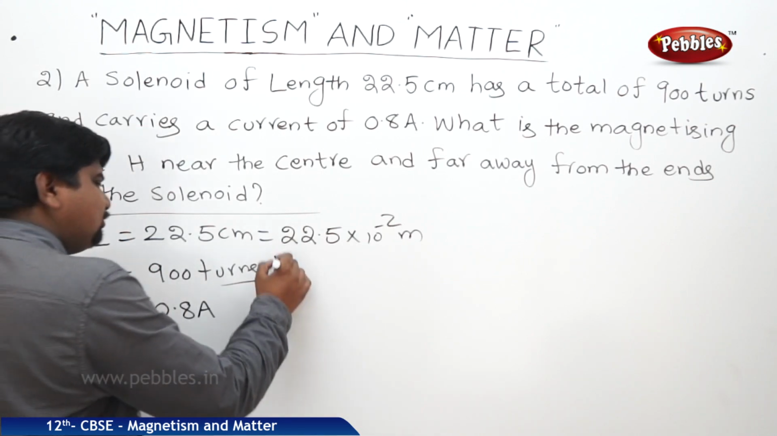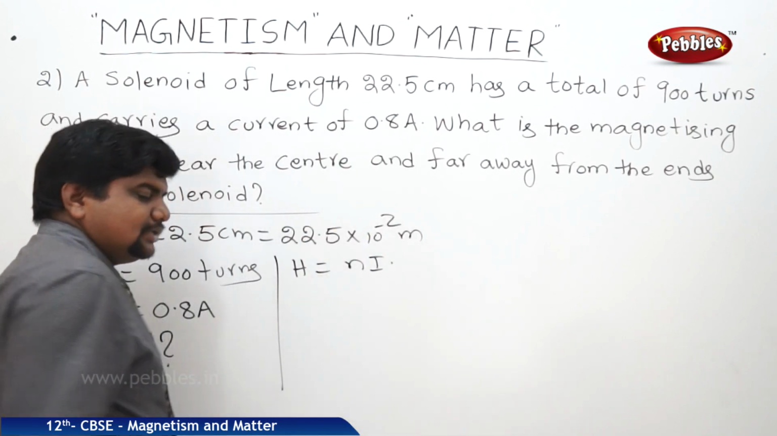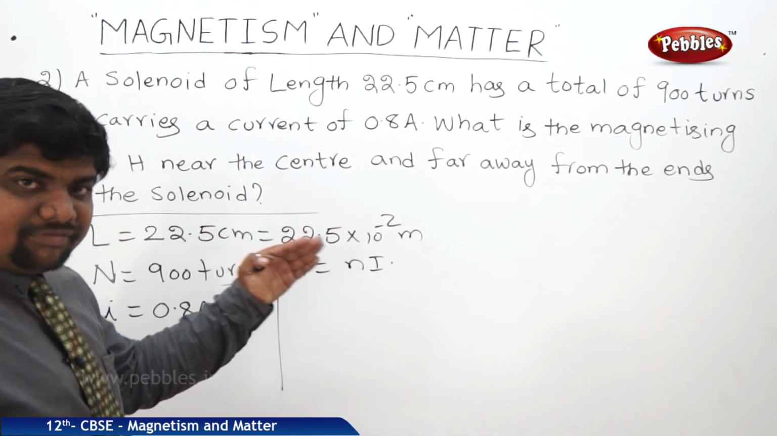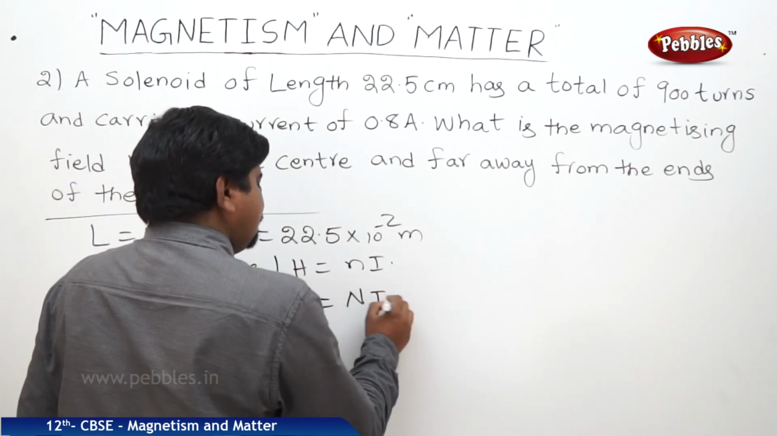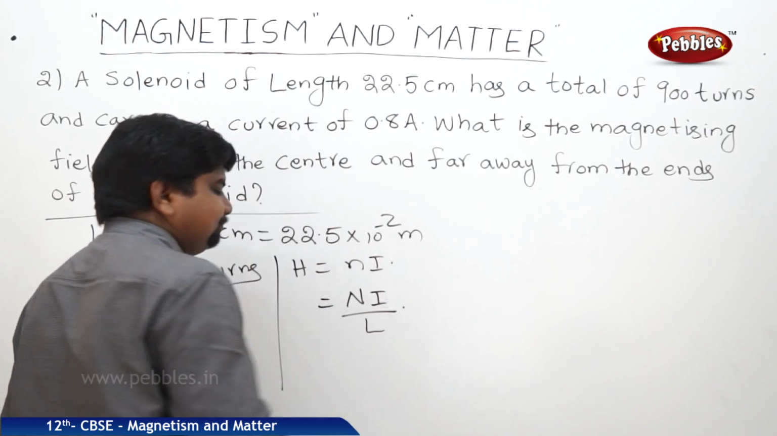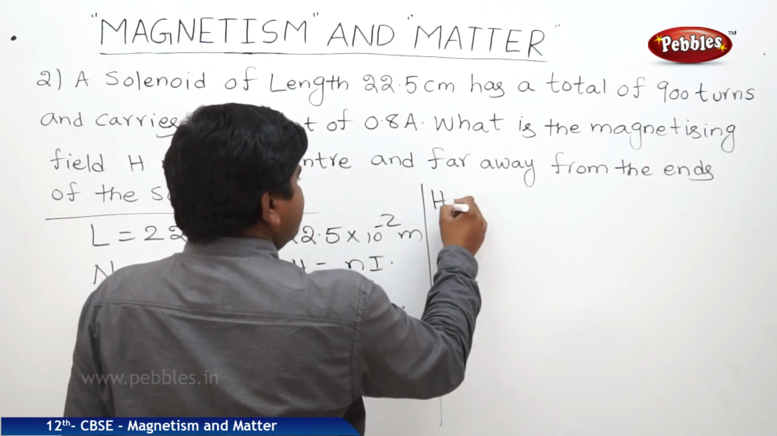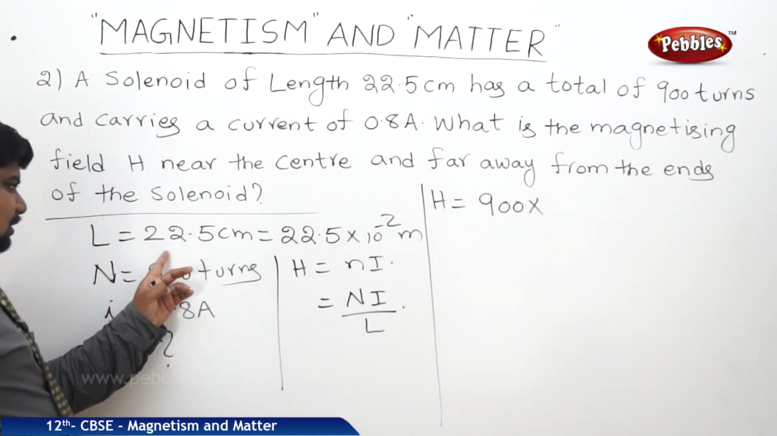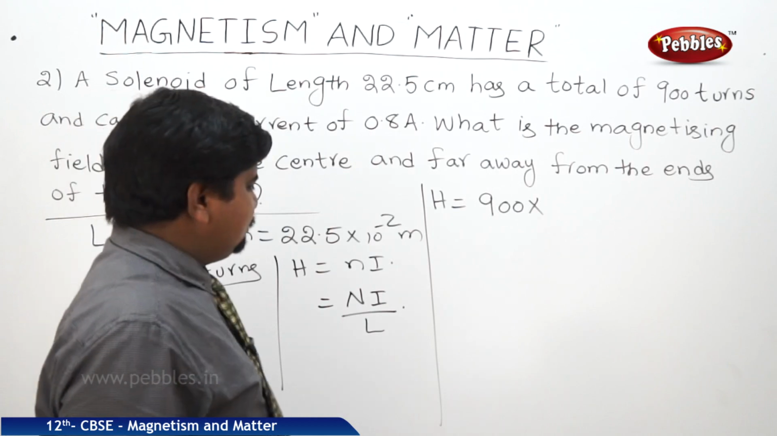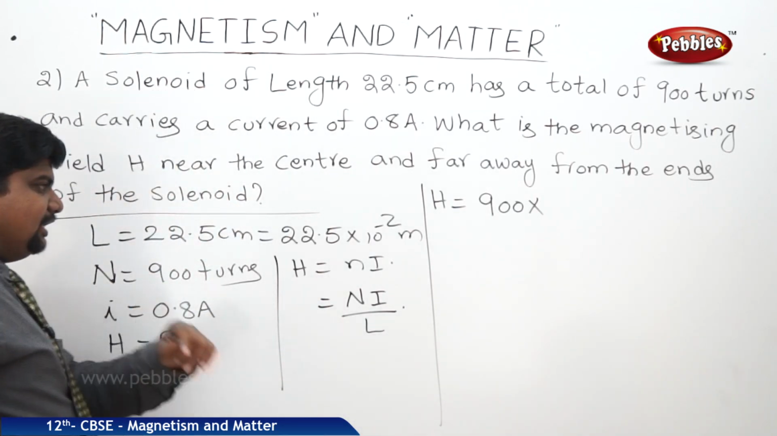The general formula to find out the H is nI, but n is number of turns per unit length. So that's why it is NI by L. So we are substituting these values. H is equal to N 900, L 22.5 into 10 to the power of minus 2 meters, I 0.8 amperes.